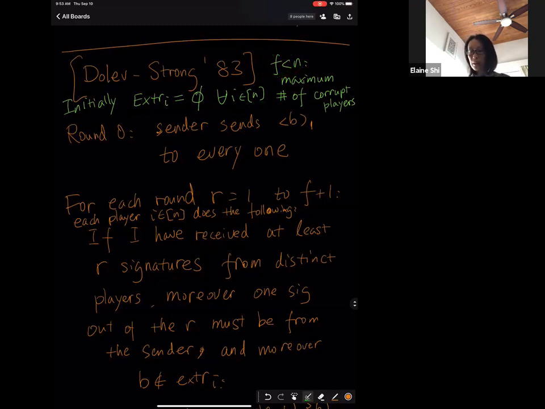Now the protocol works as follows. In the first round, which I denote as round 0, the sender signs its input bit, which is B, and sends the signed bit to everyone. This denotes signature. Remember, without loss of generality, we are going to assume the sender is node number 1, player number 1. So this means signed by the first node.